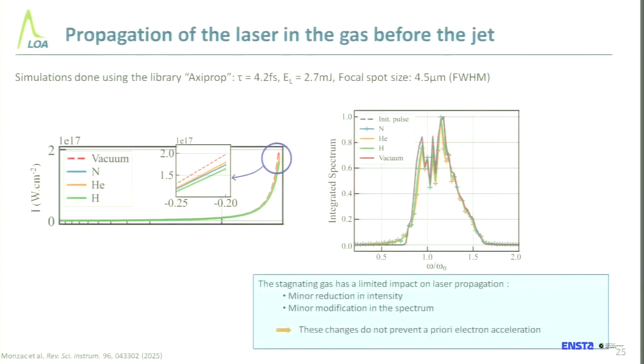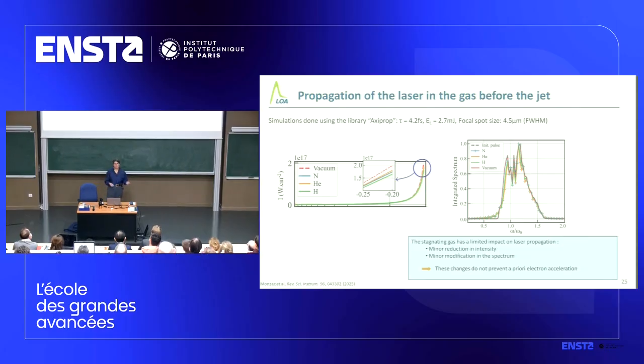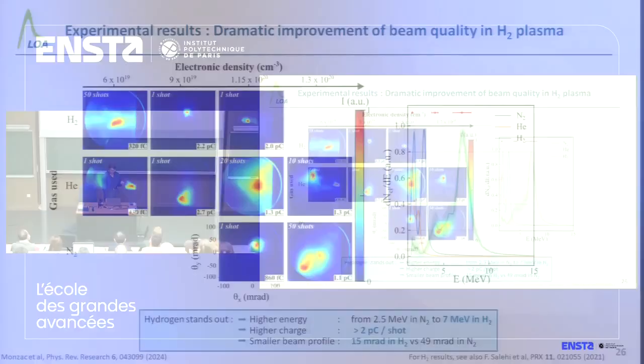So to estimate the impact, we did some simulations using the AXIPROP library with parameters similar to our experimental parameters, and we monitored the intensity and the spectrum of the laser along propagation. So here you have the intensity of the laser along propagation. You see that the intensity is really slightly reduced. And if we look at the spectrum, it is barely modified. So the laser is not that much modified, and we should still be able to do our experiments even with this small amount of gas in the chamber.